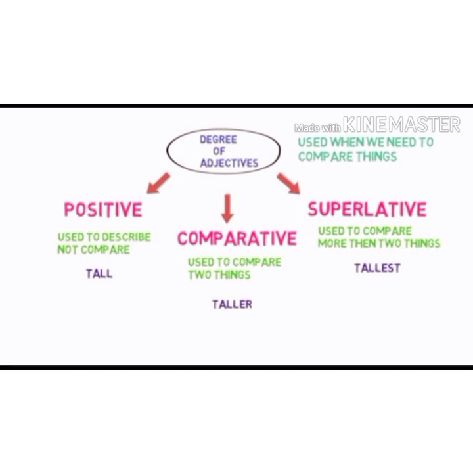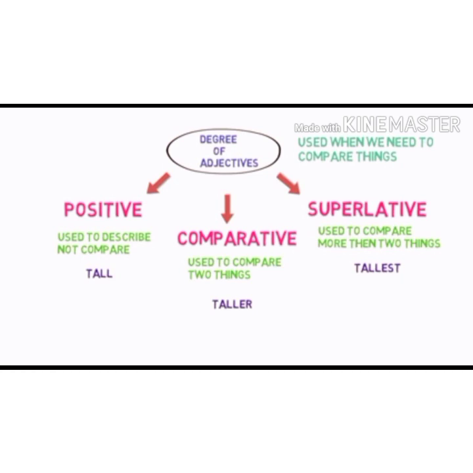As you can see, these forms of adjectives are known as degrees of adjectives, which can be divided into three forms. First is positive degree, then second is comparative degree, and the third is superlative degree. Students, these degrees of adjectives are used when we need to compare things. They are used to compare things and persons of the same quality.